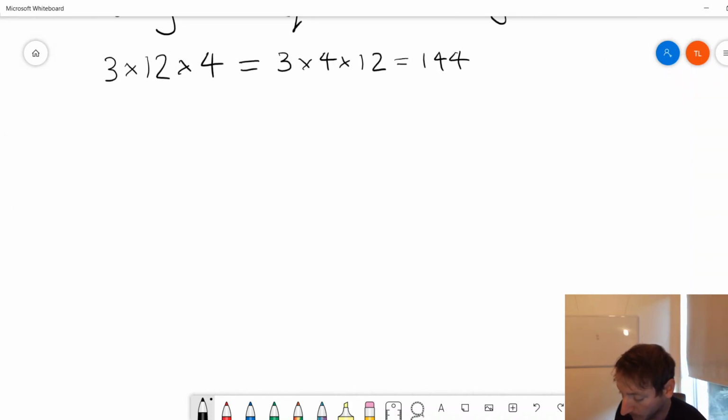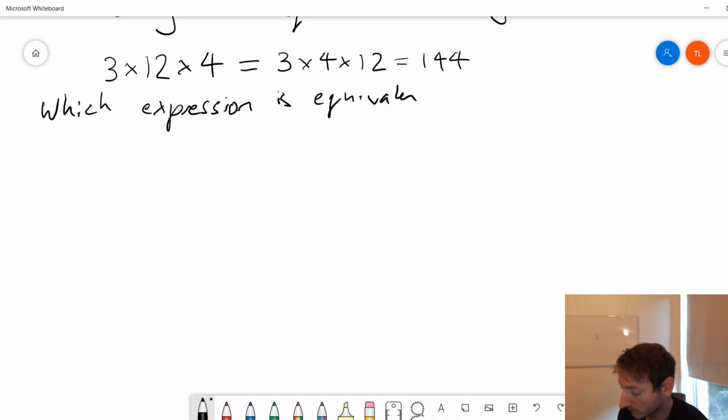So let's say which expression is equivalent to 3a plus 4b. Let's say we got 4a plus 3b.